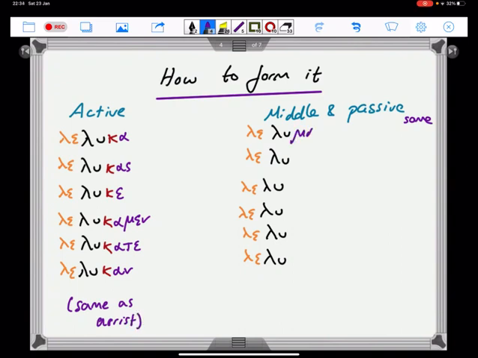Middle and passive, the endings are again not hideous. They're almost identical to the present.